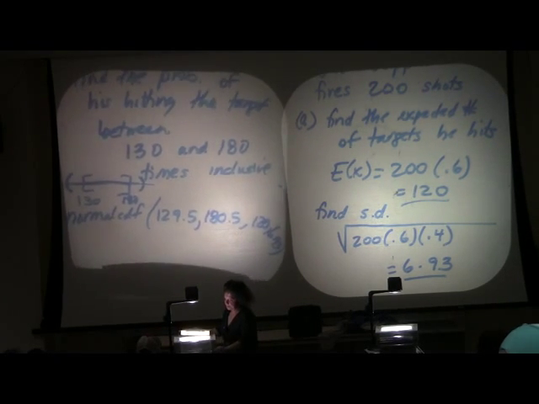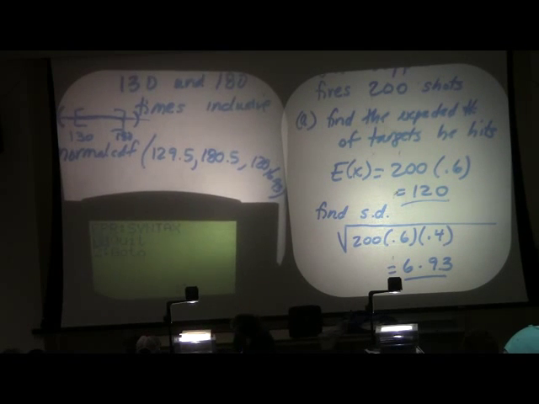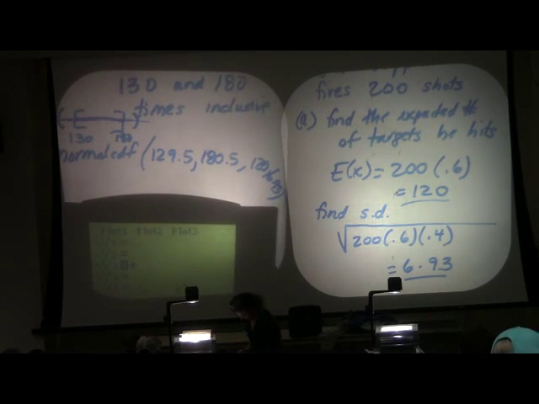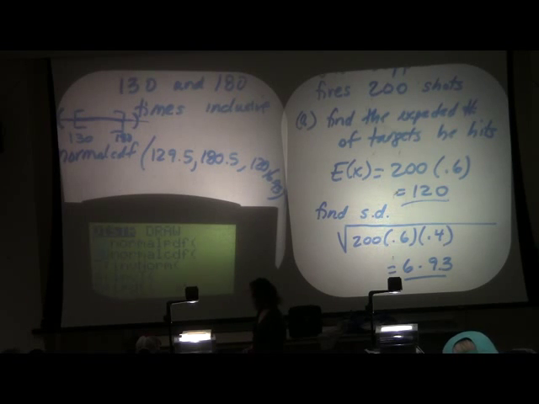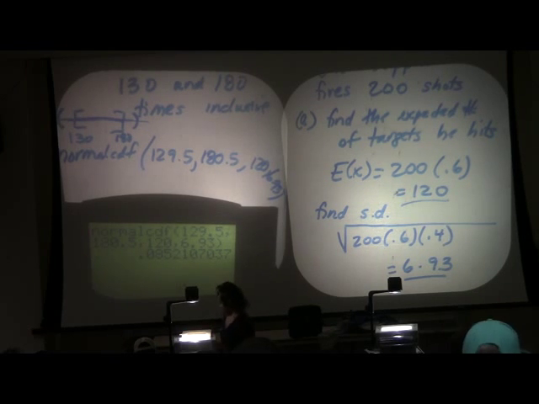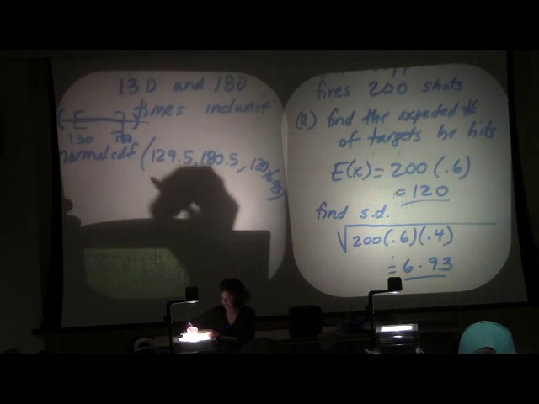So, let's see what we get. You hit second VARS, normal CDF. We have 129.5, comma, 180.5, and then 120, and then 6.93. And we have about 8.5 or 9%.